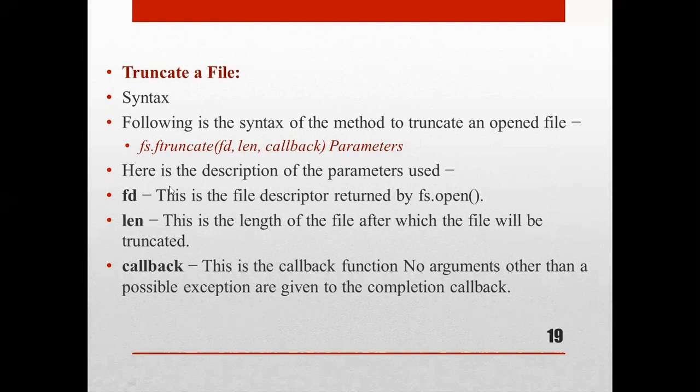Then see the description of these parameters. Here fd is the file descriptor returned by the fs.open method. Then len is the length of the file after which the file will be truncated. Then the callback is a function with no arguments other than a possible exception given to the completion callback. We are going to write an empty function.